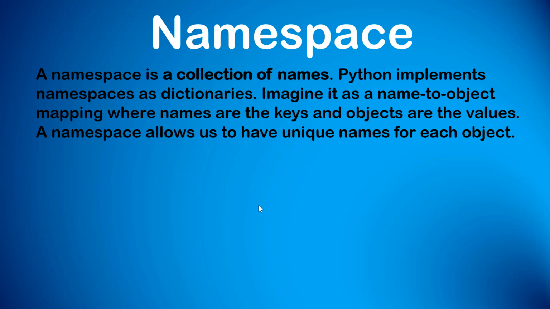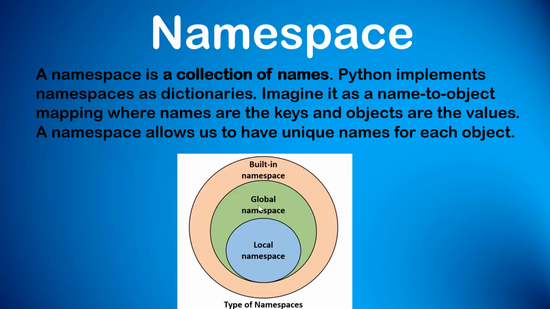Now coming back to our main topic, that is namespace. A namespace is nothing but a collection of names, or you can say a collection of identifiers. In Python we use name and identifier interchangeably, so don't get confused. Whenever I say names, understand that I am saying identifiers. Python has an inbuilt system that implements namespaces as dictionaries. You can imagine it as a name to object mapping, where names are the keys and the objects are the values.